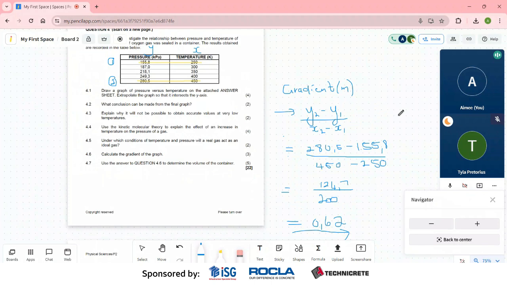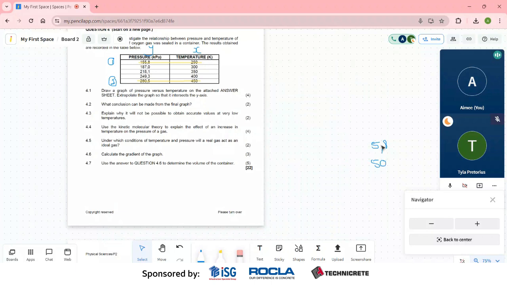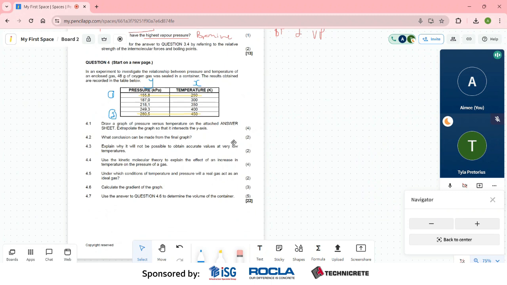Now it says use the answer in question 4.6 to determine the volume of the container. Okay. So you can see that this question is for 5 marks. So it means that you're going to have to do more than one calculation to get to this answer. And they want you to use the gradient that you've calculated. So what do we have? They want us to calculate the volume of the container.